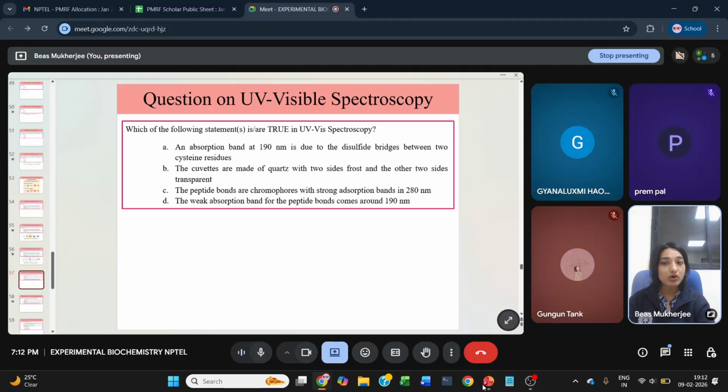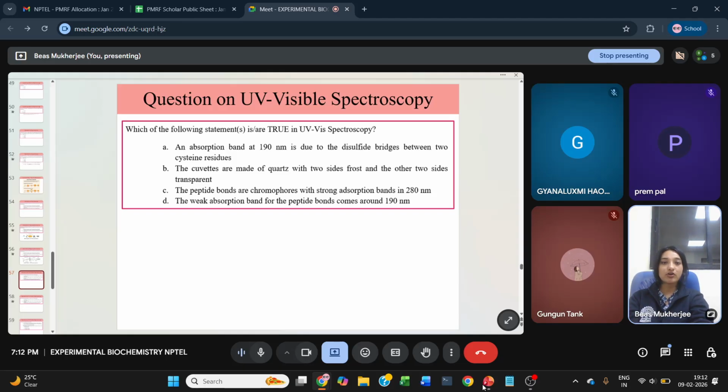Okay. And peptide bonds are chromophores with strong absorption bands at 280. Weak absorption band for peptide bonds come around 190 nanometer. Now from this question, you should understand that besides these aromatic residues, there are also other groups in proteins which absorb light. So it is recommended that you read about them, see which thing in a protein absorbs light at what wavelength. That is something that would be beneficial for these kind of MCQs.